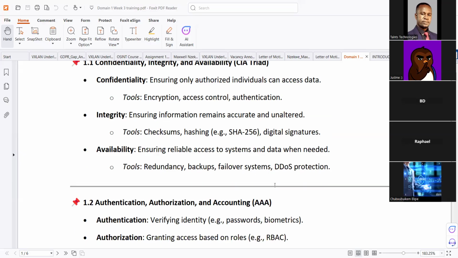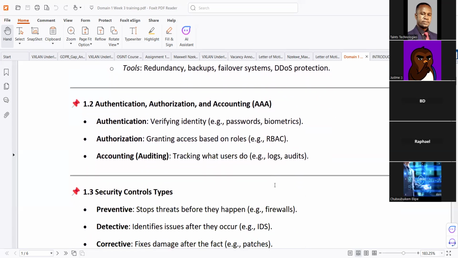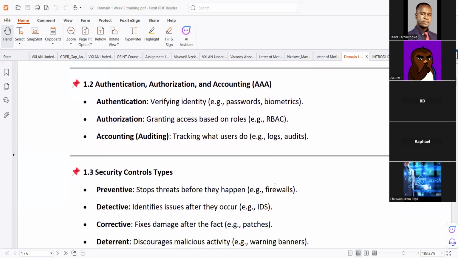Availability. So there is no way you can be asked questions on these three things, even if it's the only thing you learned today. It's very, very important that you understand them. Any question on them? All right, good. So we move on.